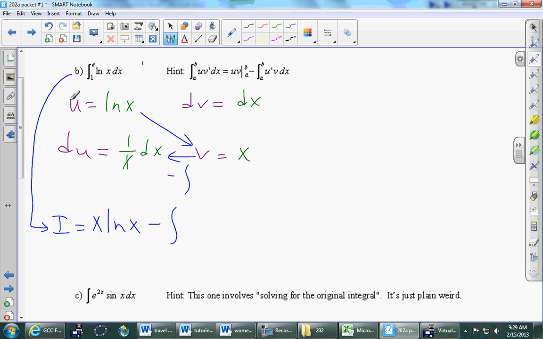Minus integral, that's part of the formula. And we go across the bottom row: x times 1 over x dx. Did we get an integral that we can do? We did, because miraculously x and 1 over x cancel and we just have to integrate 1, which is easy.